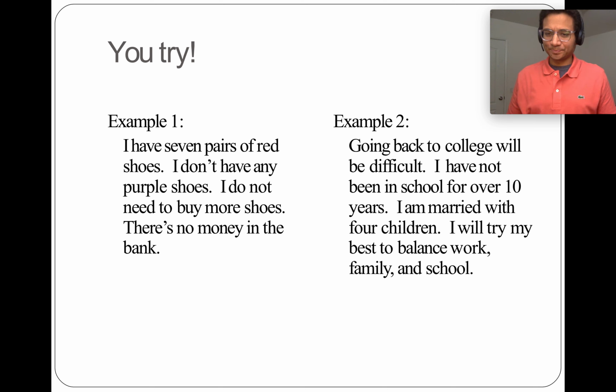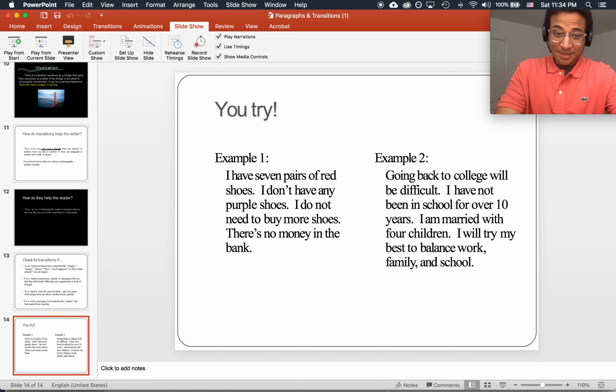Okay, let's try. Going back to college will be difficult because I have not been in school for over 10 years. You might say something like, additionally, comma, I am married with 4 children. And I might say something like, despite this, comma, I will try my best to balance work, family, and school. See, we've connected it. You're going to do the same.